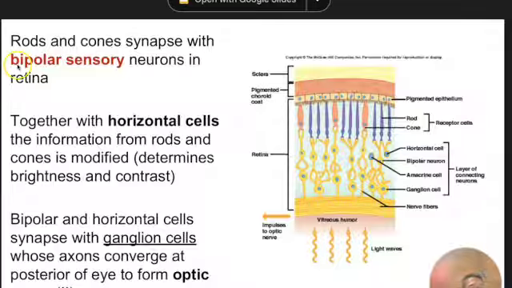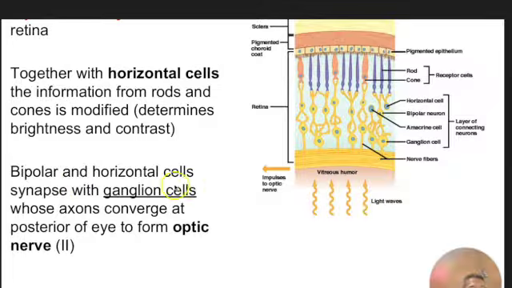Here's a pathway. Rods and cones synapse with the bipolar sensory neuron. Here are your cones and your rods. When light hits them, they will synapse with the bipolar neuron together with horizontal cell information. Bipolar and horizontal cells synapse in the ganglion, and it travels to the optic nerve.